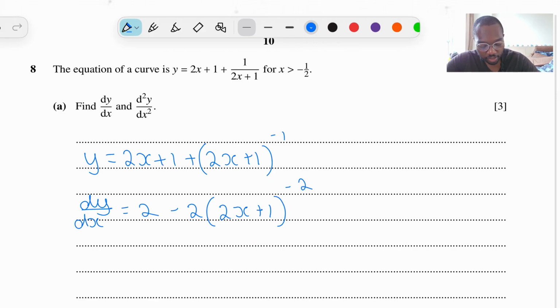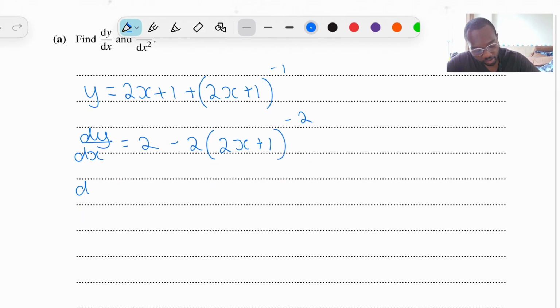And then for the second bit, we just need to differentiate again. So d squared y over dx squared. Therefore the 2 would cancel out, and we would get minus 2 times minus 2. Then don't forget that we have another times 2, because the 2 will come out of the bracket.